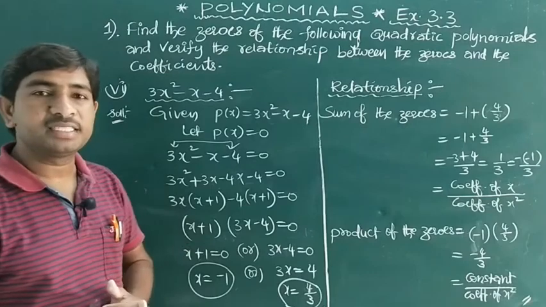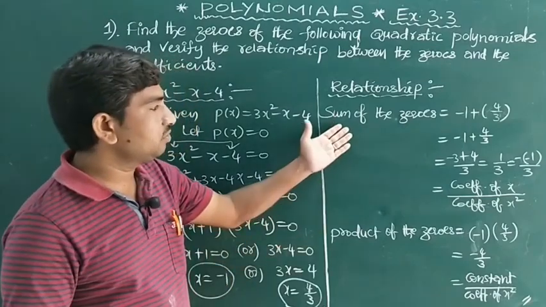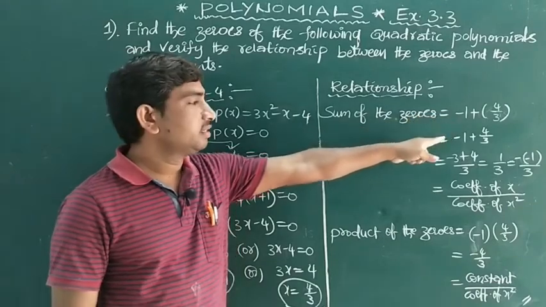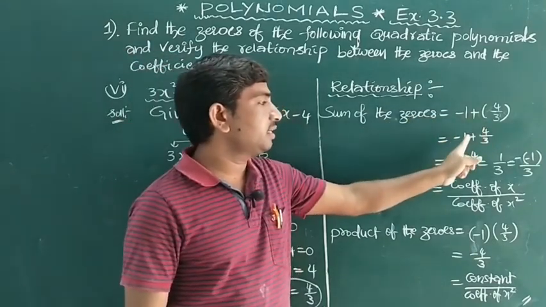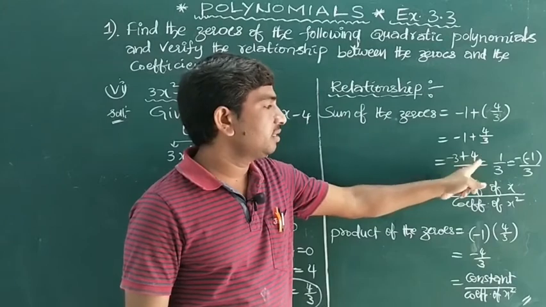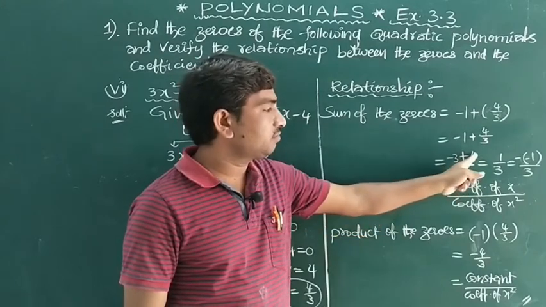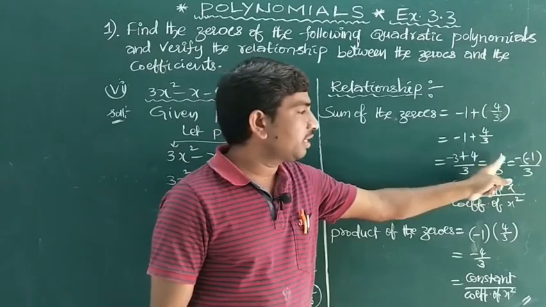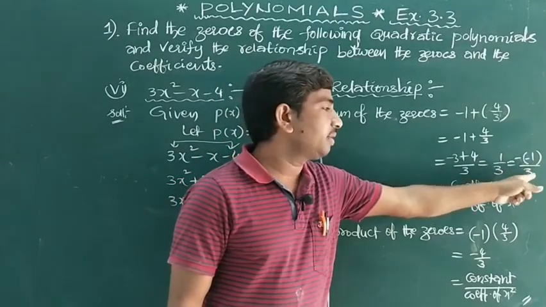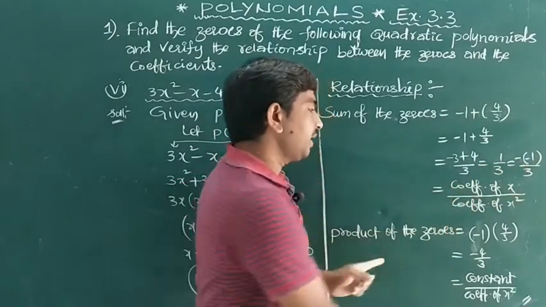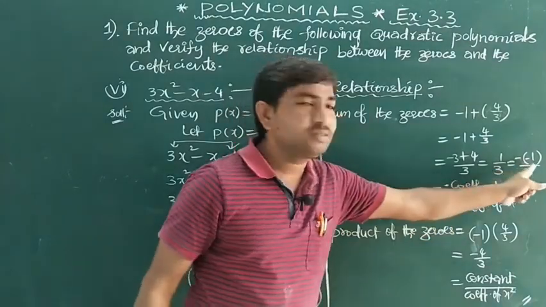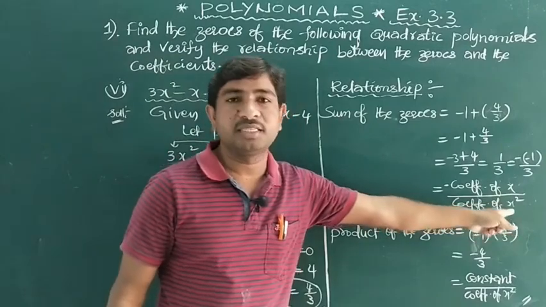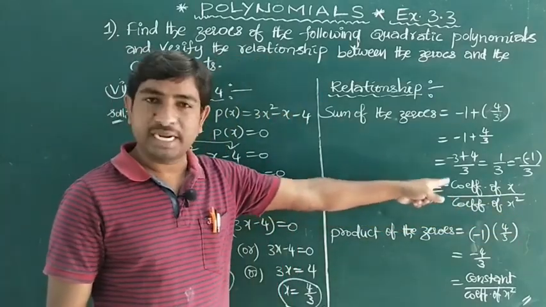Now to find the relationship between the zeros and coefficients, we use that the sum of the zeros is equal to minus 1 plus 4 by 3. Taking the LCM, minus 1 plus 4 by 3 is minus 3 plus 4 by 3. So 4 minus 3 means 1, so 1 by 3. This can be written as minus of minus 1 by 3, so minus the coefficient of x, which is minus 1, by the coefficient of x square. This is the relationship between the zeros and coefficients.